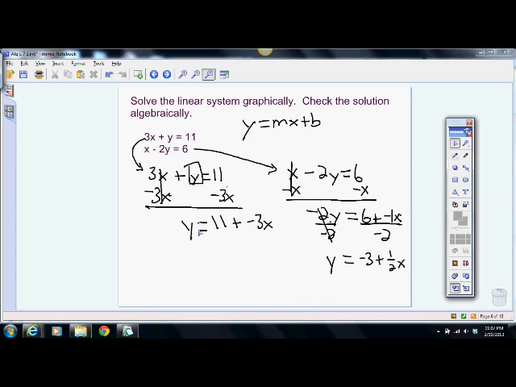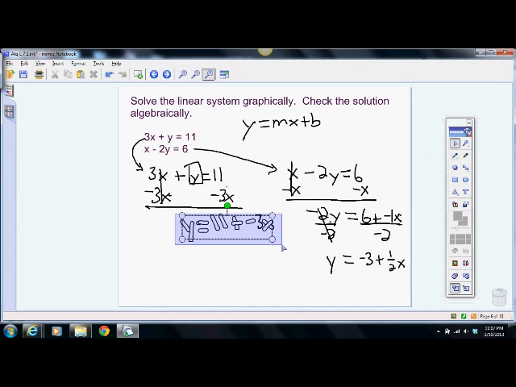So let's look at our first equation here. Maybe I can highlight it here for us. Make that red, and I'm going to copy that, because what we're going to do now is we're going to graph both of these equations on the same graph and see where they intersect.